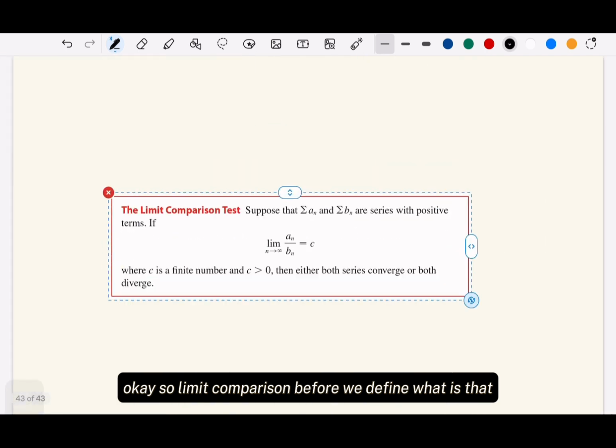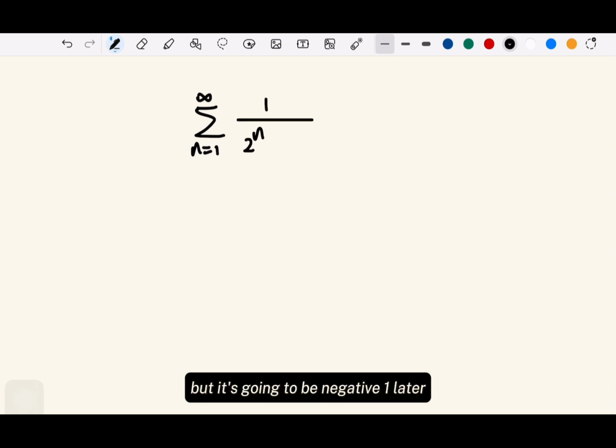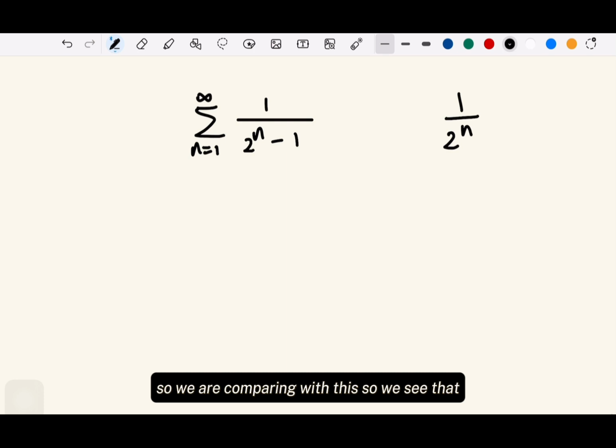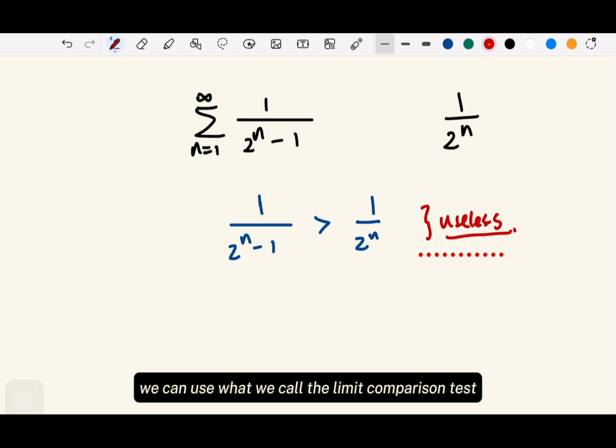Okay, so the limit comparison. Before we define what that is, let's say we are taking a similar series, but now it's not plus 1, it's going to be negative 1 like that. So we are comparing with this. We see that this inequality will be useless, right? So what do we do? In such a case, we can use what we call the limit comparison test.